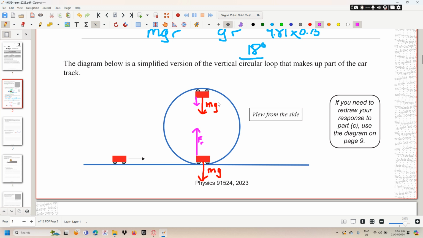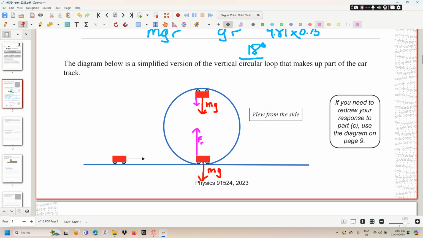The reaction force is less than the weight force at the top, and it's greater than the weight force at the bottom. And so that means at the bottom, you feel a greater pull or reaction upwards than you would at the top. And you can imagine this.